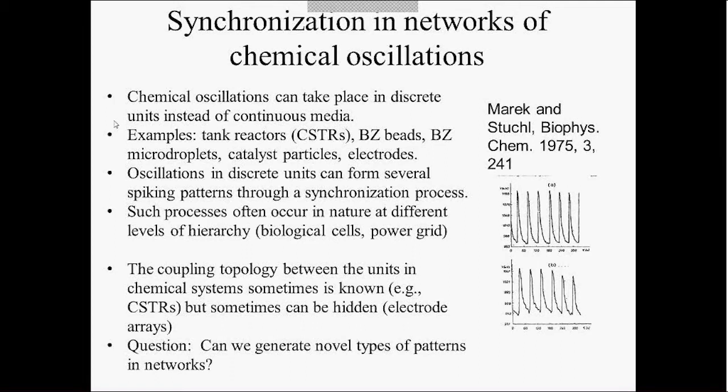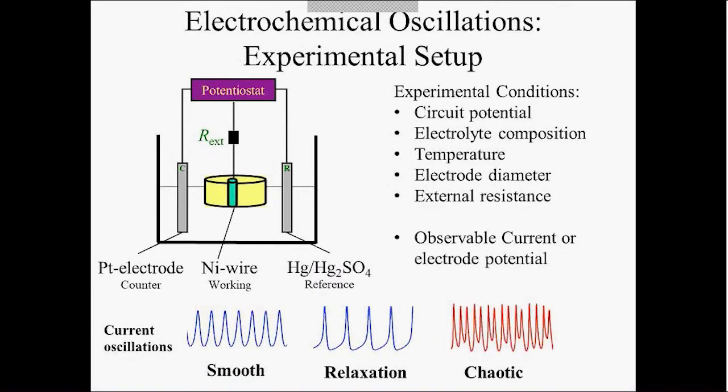And so our experimental setup consists of a 3-electrode electrochemical cell with a platinum counter electrode, a mercury-mercury sulfate reference electrode, and a nickel wire working electrode. We can control the behavior of the system through many different types of control mechanisms, even through the circuit potential, electrolyte composition, temperature, electrode diameter, or the external resistance.